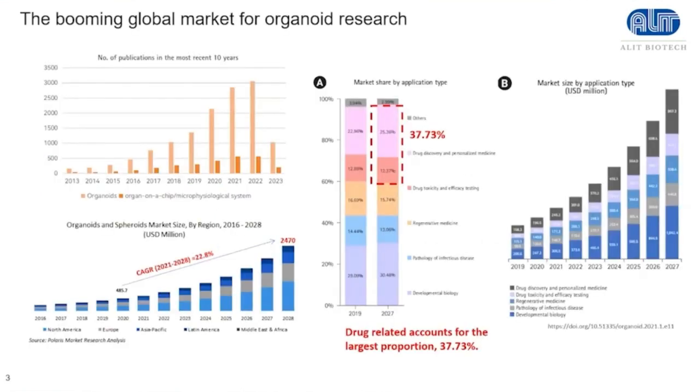Market surveys show that drug-related applications account for the largest proportion, 37%, and all of this shows the booming global market for organoid research, especially in drug screening and testing.